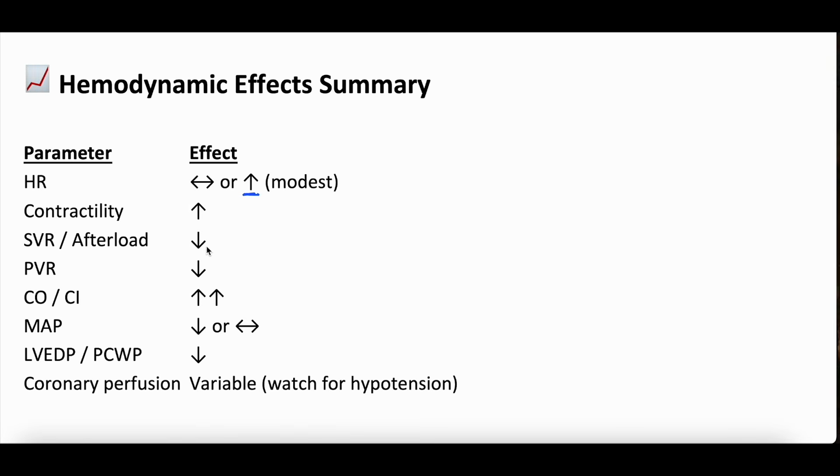You will get a decrease in afterload, a decrease in pulmonary vascular resistance, an increase in cardiac output, a decrease in pulmonary capillary wedge pressure, and then a variable effect on coronary perfusion, mostly because of the hypotension that can result. So we'll compare it to Dobutamine, but Dobutamine definitely increases heart rate more and may increase coronary perfusion a little bit more too, but tough to say for sure.